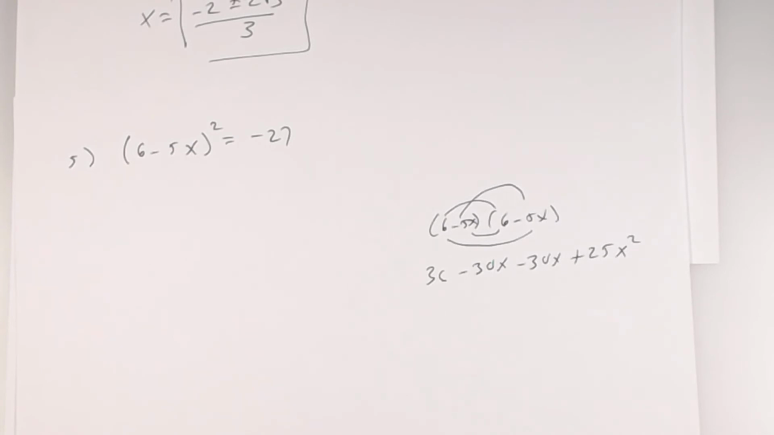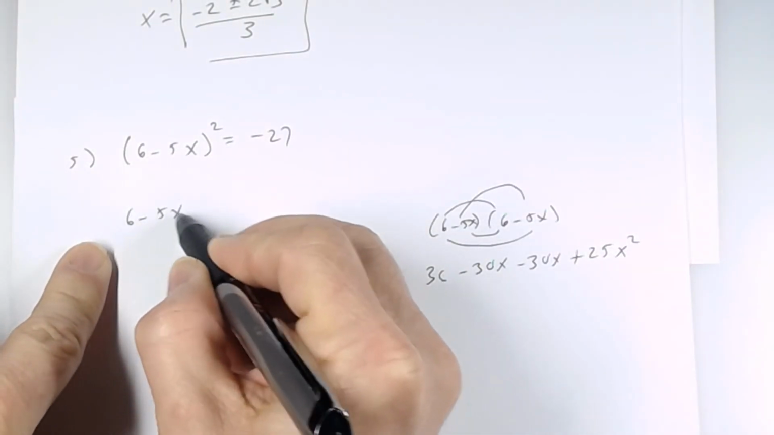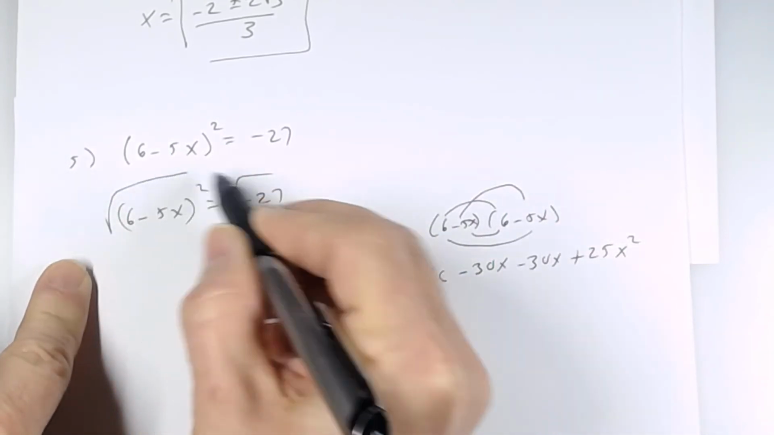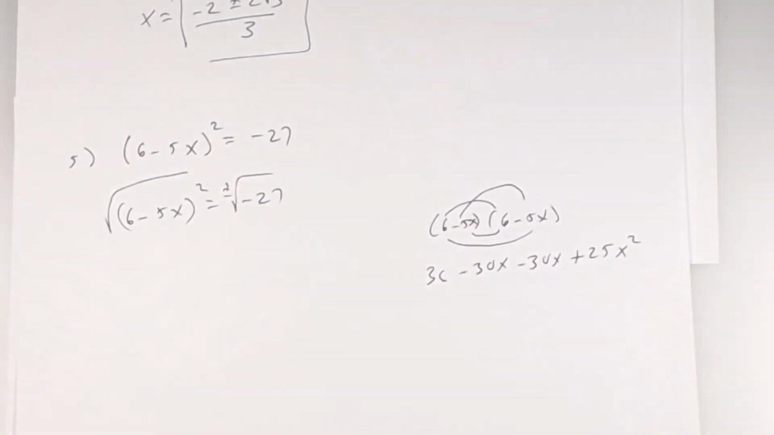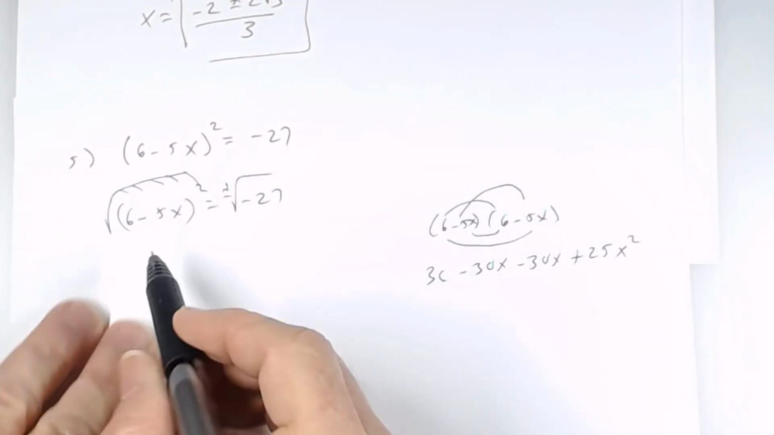Okay, what's the next step? Take the square root of both sides, plus or minus. On the left, the square and the square root undo each other. So on the left, what do you have?